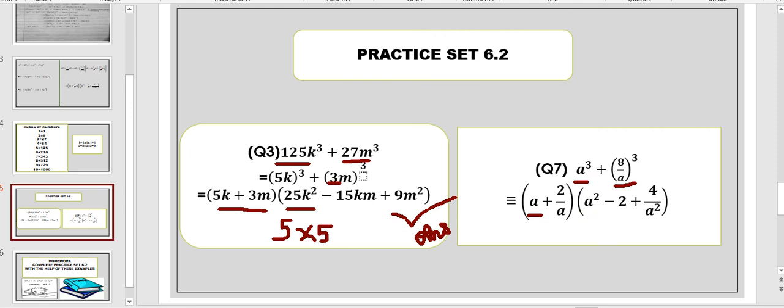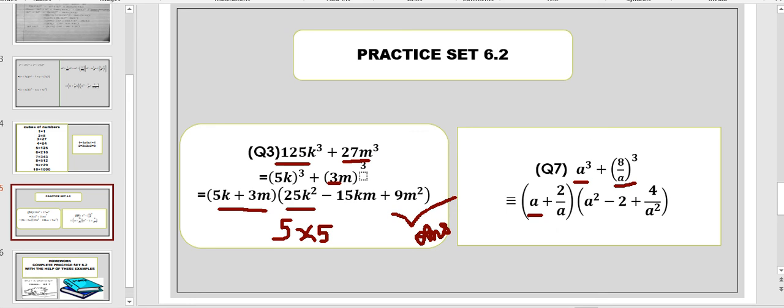Inside the bracket, what you have to write: a square, you have to write, and minus 2. How is 2 coming? Plus 4 by a square. How is it coming? That is, if you do minus ab, how much will it be? a into 2 by a. What will it do? It will cancel both the a. Okay? Minus ab.